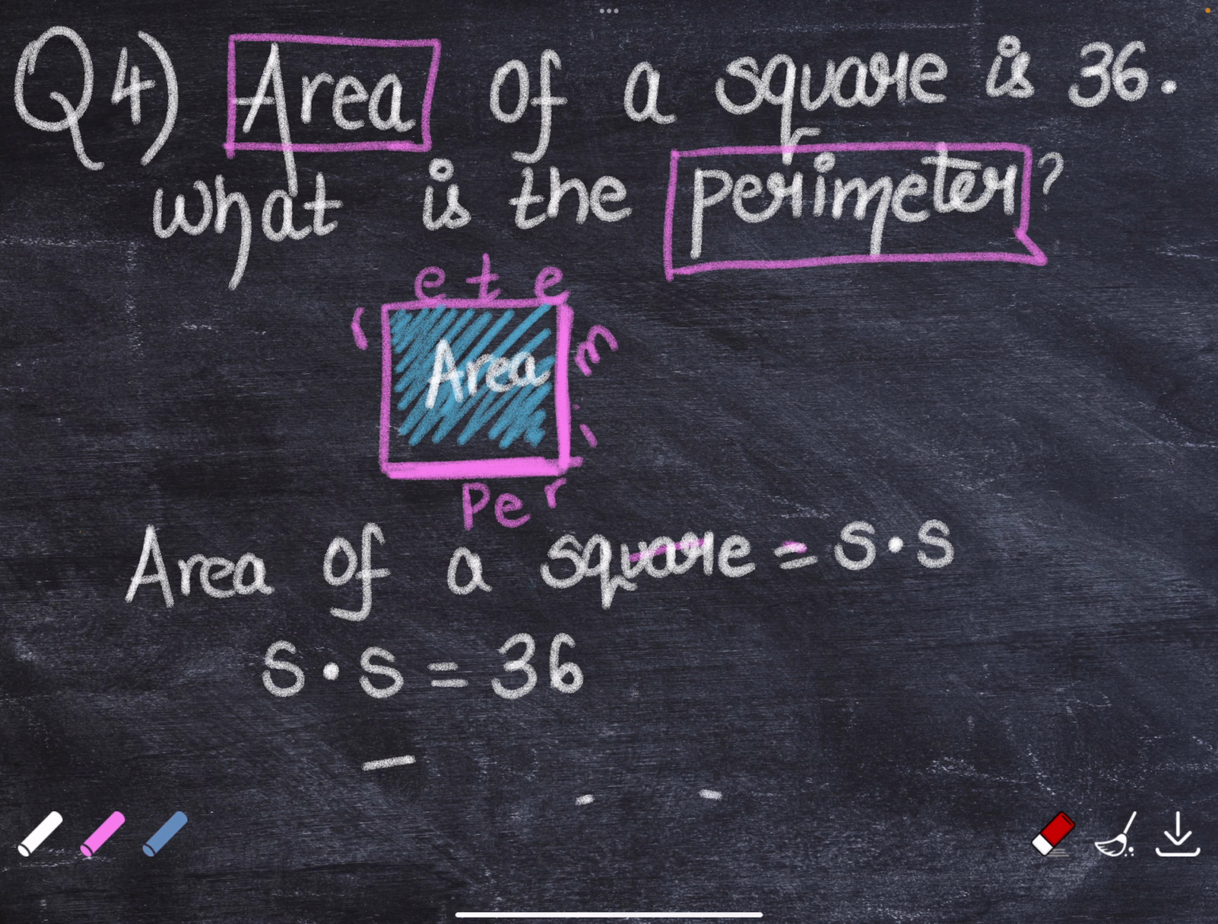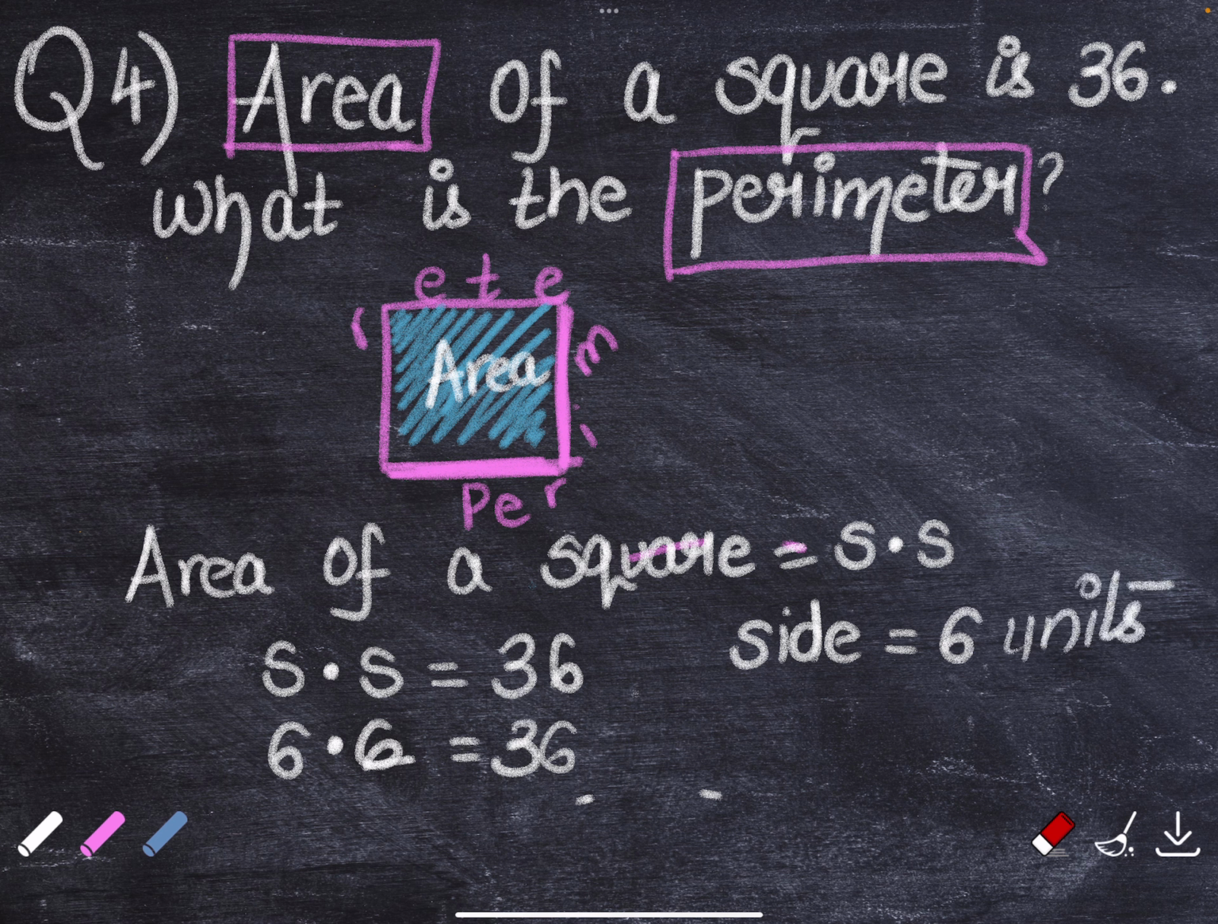Now there are different numbers. 12 times 3 is also 36, but I cannot use that. I will only use the numbers which are the same. So I can say that 6 times 6 is 36. And hence I can say that the side of the square is 6 units.